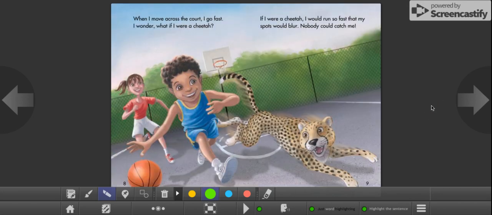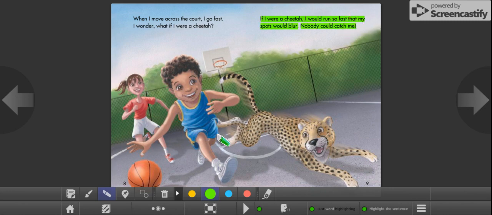Later on in the book, he's dribbling down the court and saying he goes really fast when he dribbles, and he's wondering what he would do if he was a cheetah. And it says, "I would run so fast that my spots would blur. No one would catch me." And that also is telling me about his character. So I'm going to highlight that as well.